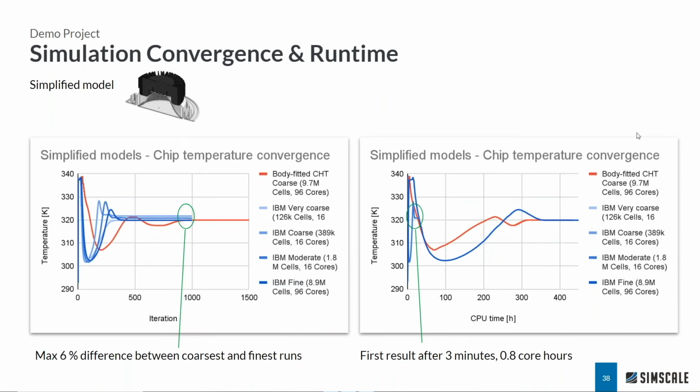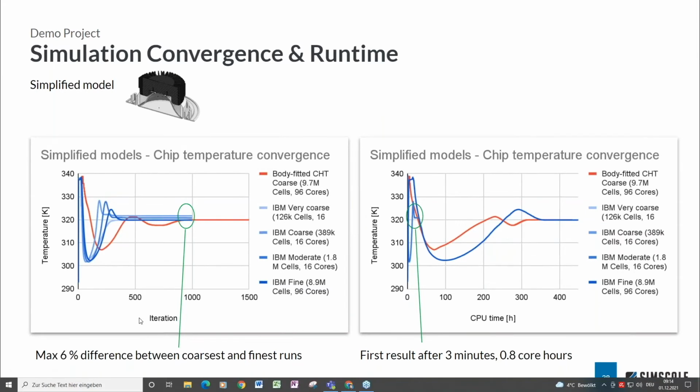At the same time, people are usually not that interested in iterations because it's just a numerical term. We are interested in CPU time. So how much simulation time do we need to run this? And obviously we keep in mind that with SimScale, we can scale up to 96 cores.